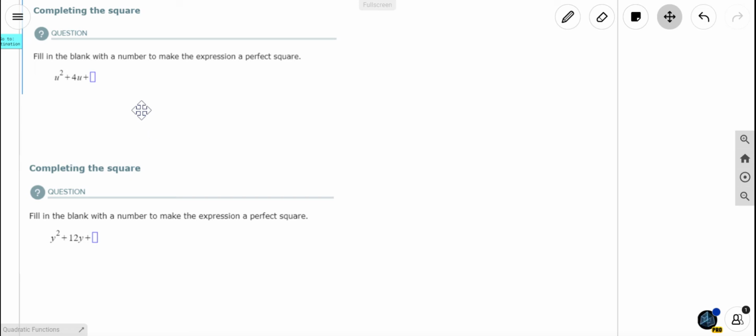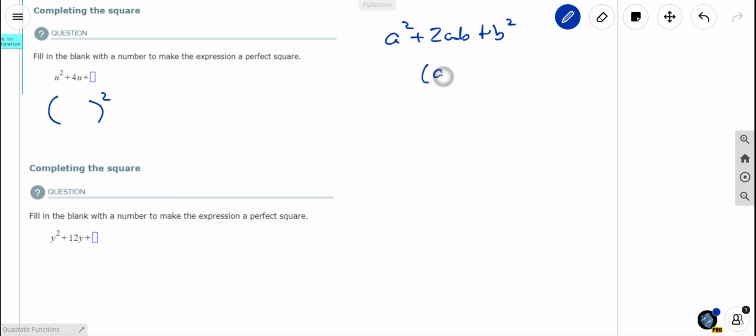But completing the square is simply asking you, what number would you plug in so that you could factor this like this? Okay, remember we had a squared plus 2ab plus b squared, and that equaled a plus b quantity squared. You may or may not remember this. You may have absorbed it, but the whole point is that we are looking for b squared. What in the heck would that be?